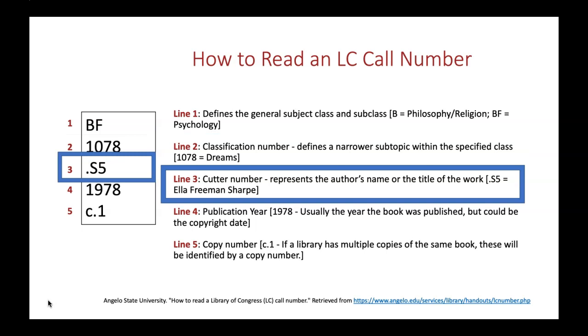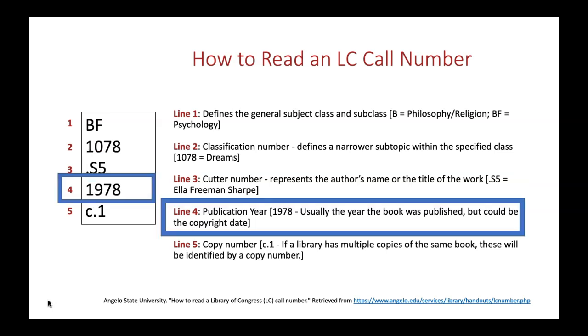Line 3 is the Cutter number. The Cutter number is representative of the name of the author or the title of the work. .S5 is used in this example for Ella Freeman Sharp. Line 4 is the publication year. Please note that sometimes the copyright year may be used in place of the publication year.